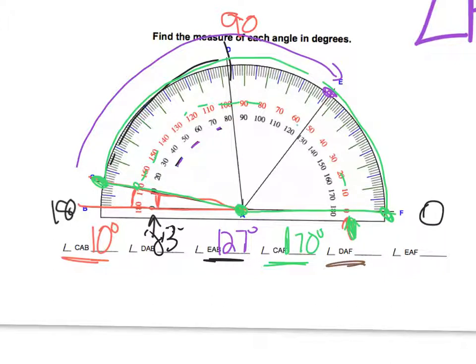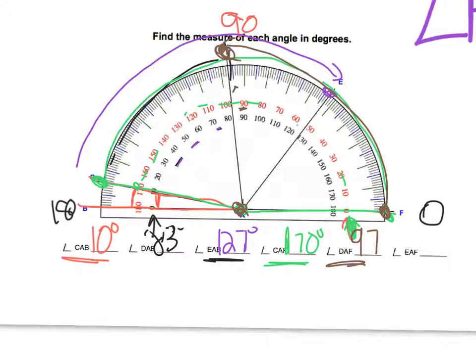So for DAF, D is right here, AF. So DAF, starting from here going back, so I go to 90, I go past, I go to 95, 1, 2, that's going to be 97 degrees.